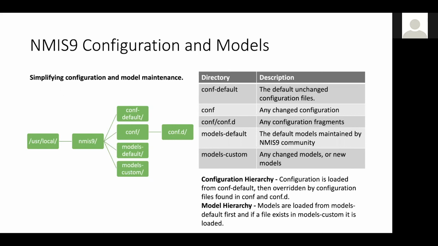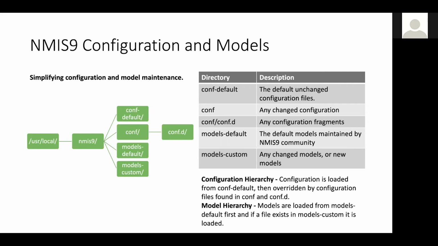Now, to make it a bit more flexible for people doing automation especially, we've added the conf.d directory. So underneath the conf directory, there's a conf.d. You could actually just do config fragments. The classic would be an auth.nmis. So instead of having config.nmis, you could now have the config file broken into several segments, and a really great example is your auth.nmis, which is just your auth configuration. Now we'll go into the configuration hierarchy. What NMIS will do is load all the config in conf-default, then it will look in the conf directory, then it will look in the conf.d.